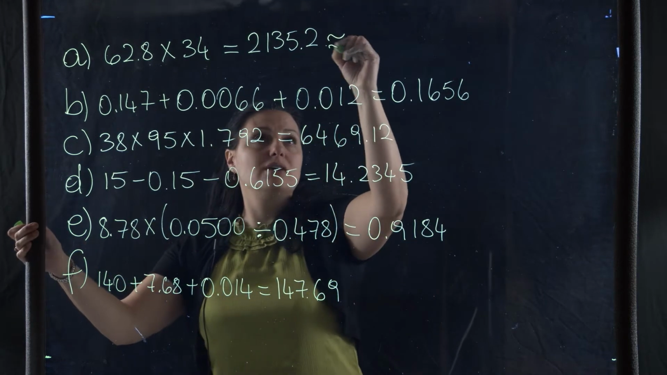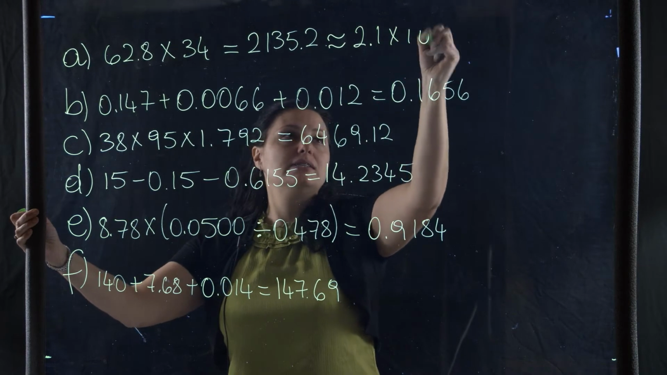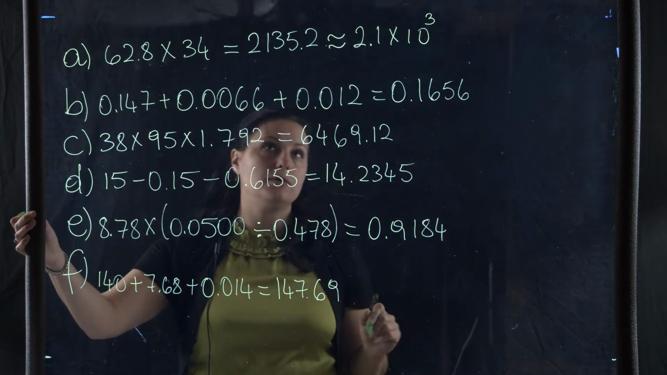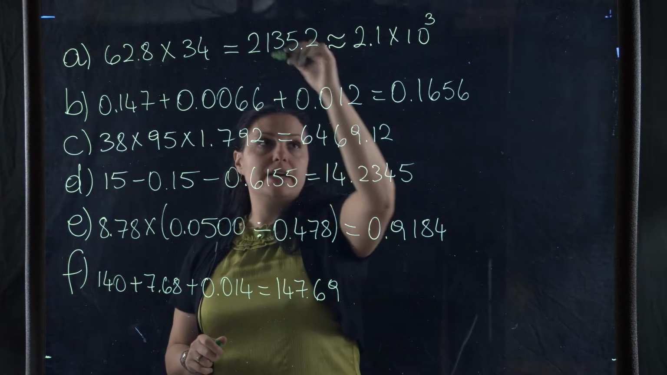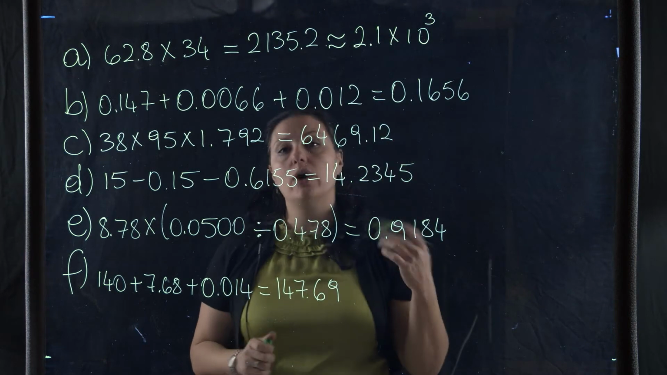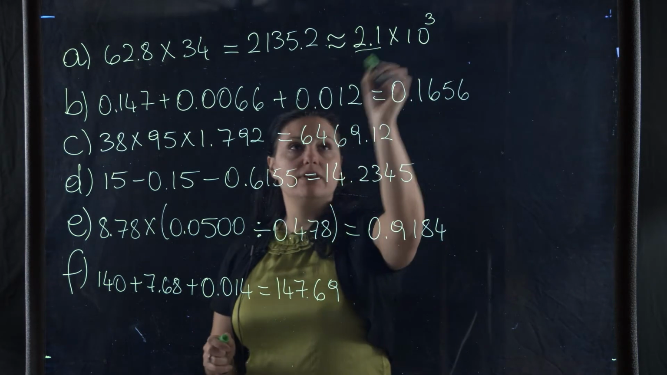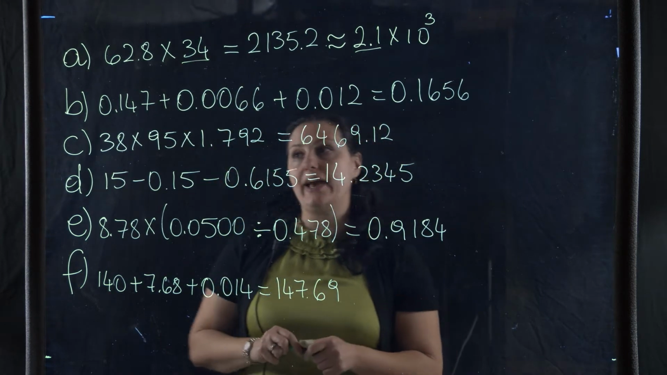So I can approximate this as 2.1 times 10 to the 3rd power. Now, as I cut off right here, this was a 3, and therefore I don't need to change that 1 to a 2. This should be my answer to 2 significant digits, because this will limit how many digits I can have.